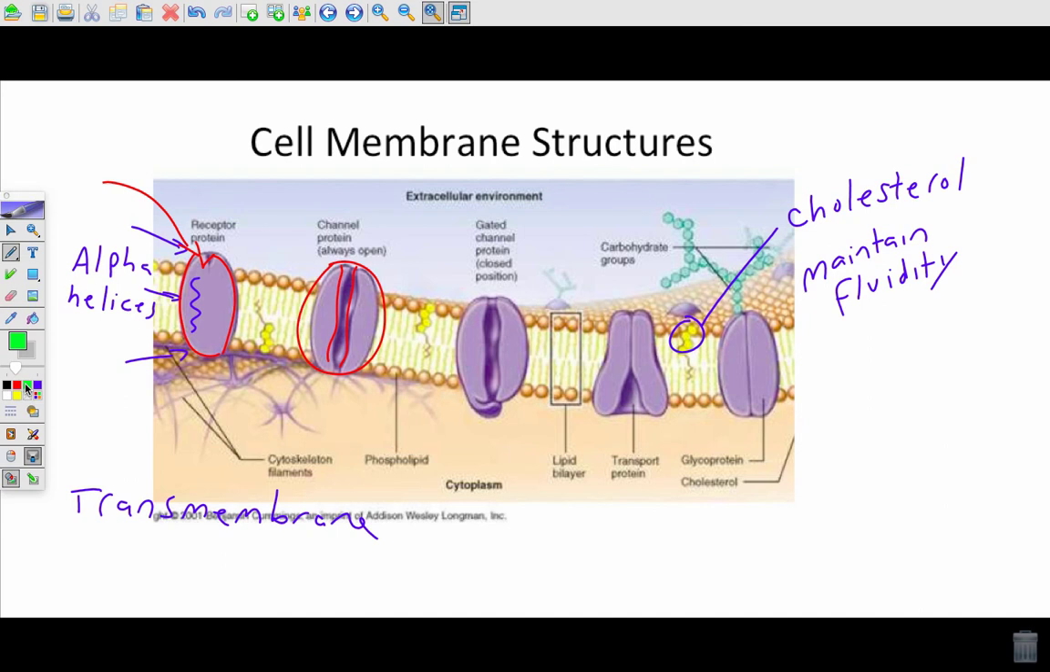We also have gated channel proteins. And gated channel proteins have these gates around them, or a gate on them, one side or the other, or both. And the gated channel proteins will allow material to pass through, but only when the cell wants it to. So when the cell's ready to receive the material or to get rid of the material, it'll open the gate and then allow the material to leave freely.